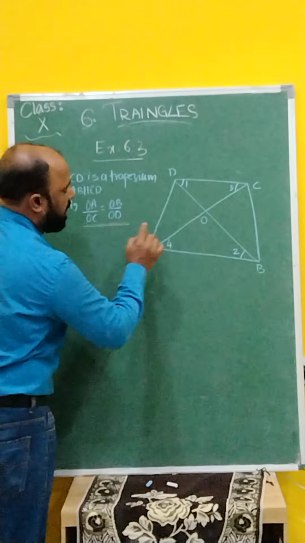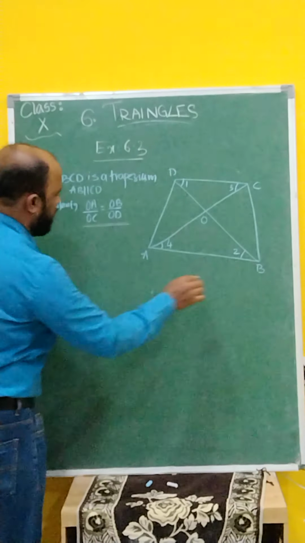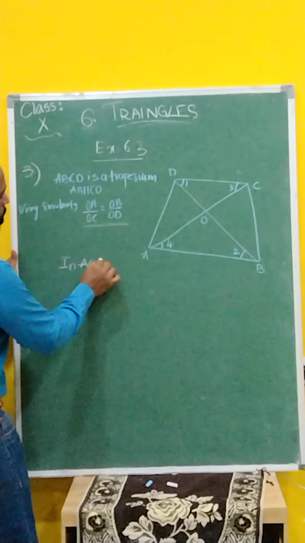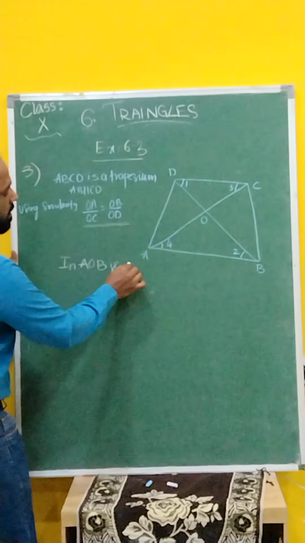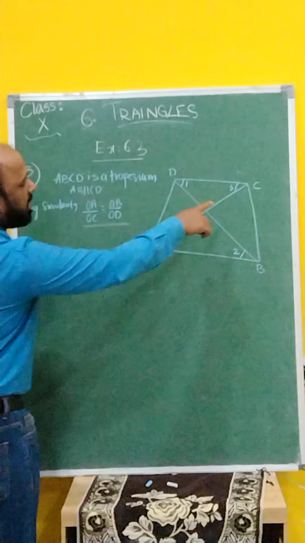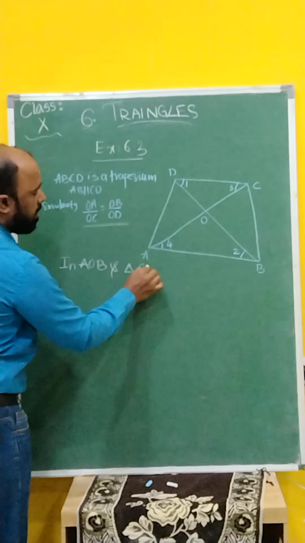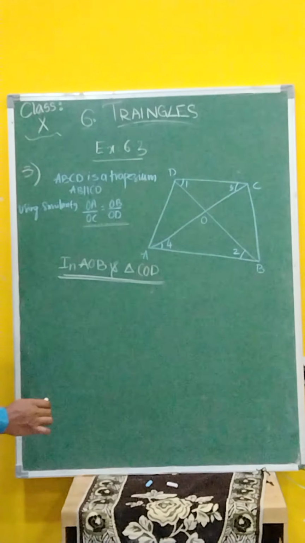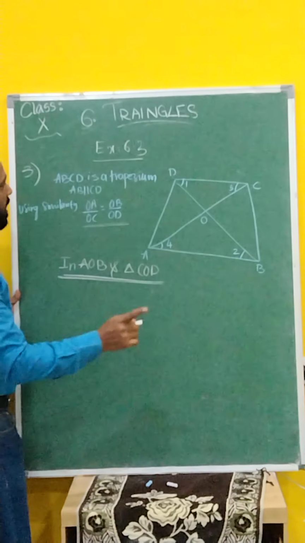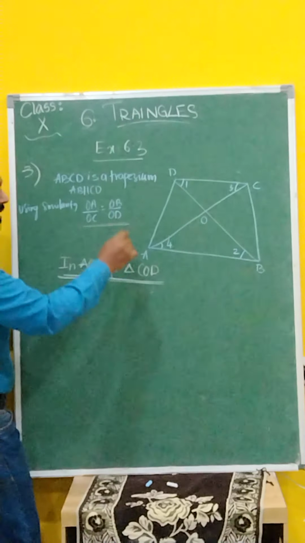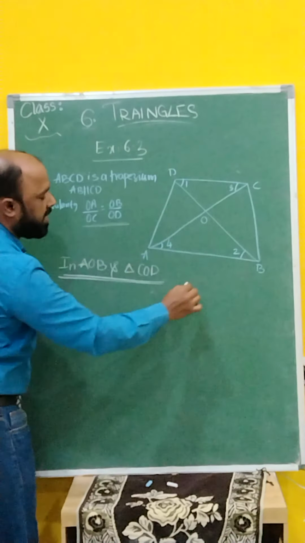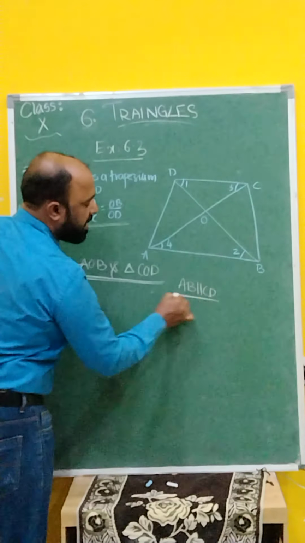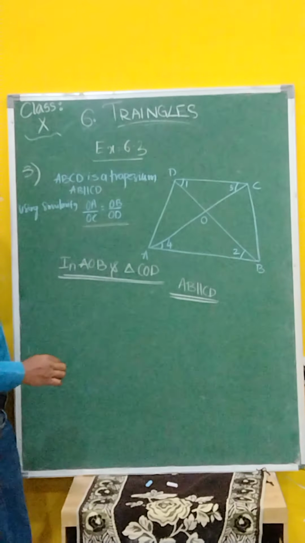First, I am selecting triangle AOB and triangle COD. In this, you will check what are equal. One condition is there: AB parallel to CD. I am observing in trapezium ABCD, AB parallel to CD. That is given here. Using this, we will check now.